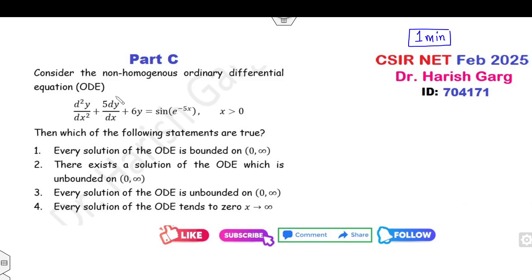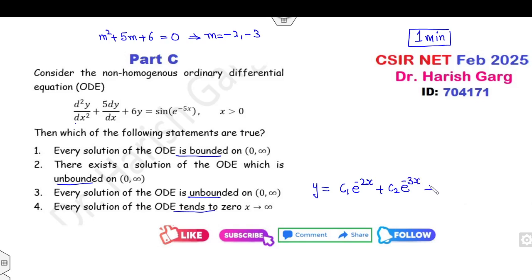Consider the non-homogeneous differential equation and your target is to check whether the solution is bounded, unbounded, or tends to zero. Fine. Clearly, from the left hand side, you can easily find the homogeneous solution. That gives you m is minus 2. So your solution will be y is equal to c1 e raised to power minus 2x plus c2 e raised to power minus 3x plus the value of the particular solution.